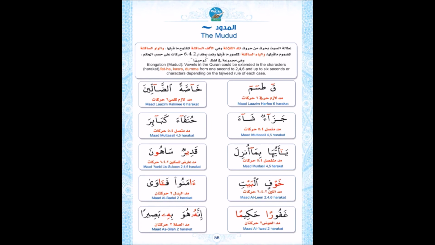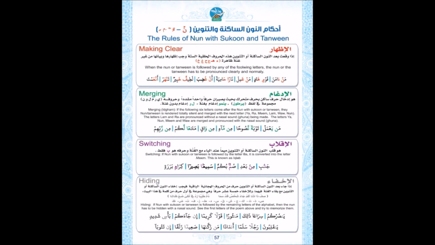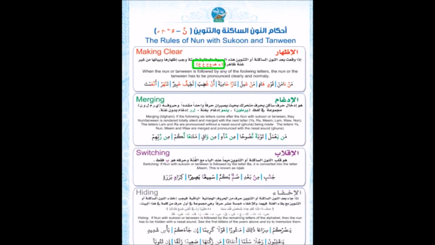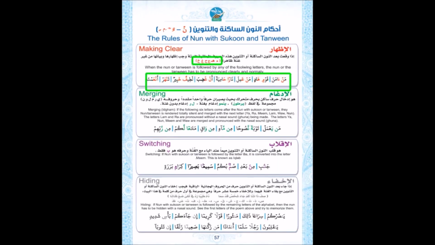The next topic we have in Tajweed is the rules of Noon with Sukun and Tanween. We have the 4 rules of Noon Sakina: Idhar, Idgham, Iqlab, and Ikhfa. We took hopefully the least complicated approach possible by providing all the letters for each rule. For example, Idhar has Hamza, Ha, Ain, Ha, Ghain, Kha, and then we provide an example for each case.